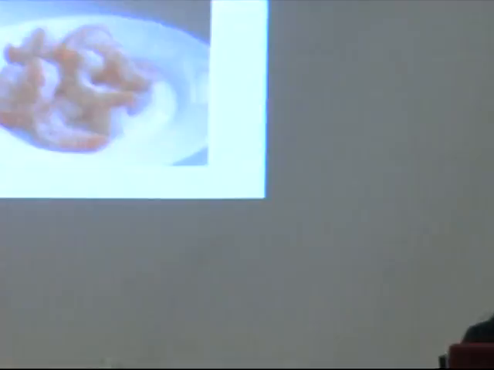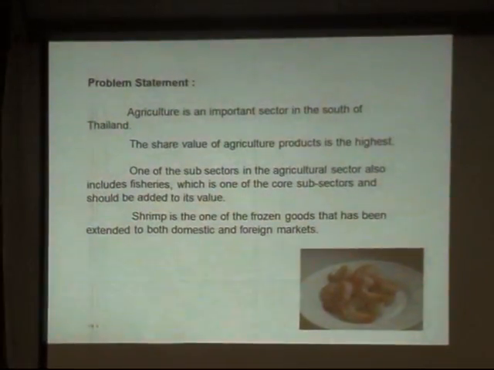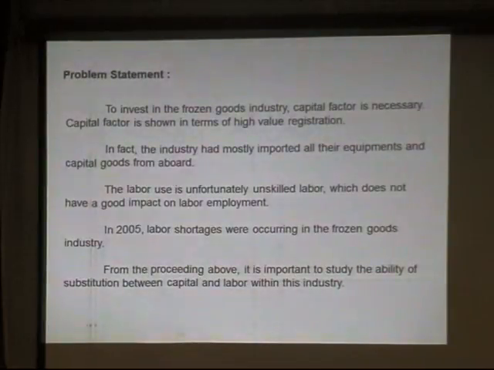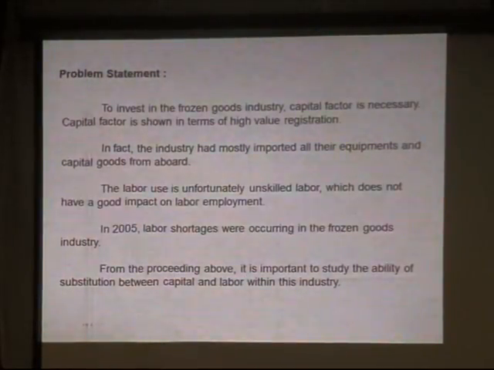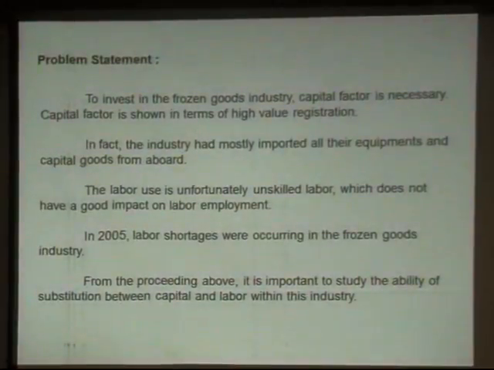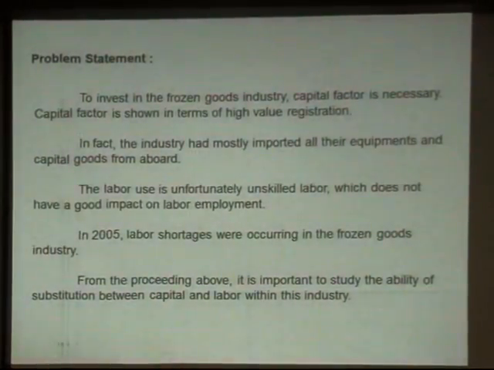Since agriculture is an important sector in the Thai economy, and in the south of Thailand its value is the highest. One of the subsectors is fisheries, which includes frozen goods, which is concentrated in the south because it is the main source of raw material. However, to invest in this sector, it needs a high capital factor and also intensive labor usage for the cutting, cleaning, and separating of seafood products. But in fact, investors mostly import their equipment and capital goods from abroad, so it's not a good impact for labor employment.